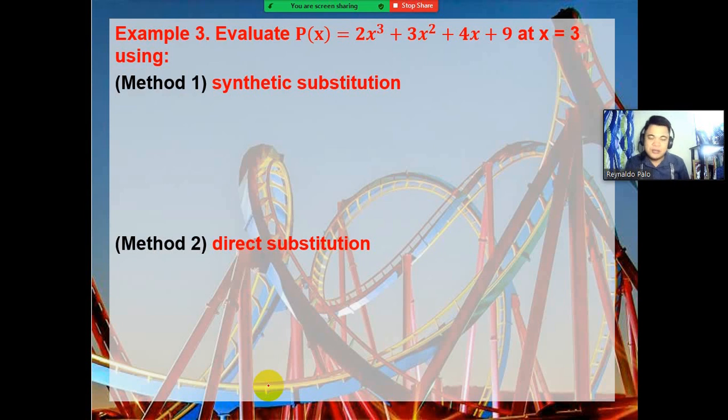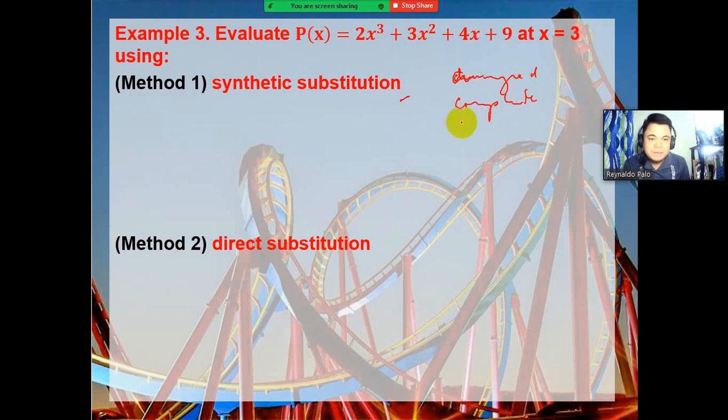Now let's have example 3. Evaluate P of x equals 2x cubed plus 3x squared plus 4x plus 9, wherein the value of x is equal to 3. Guys, we will be using the first method, which is the synthetic substitution. In using synthetic substitution, you have certain conditions to satisfy. The first thing is the polynomial function must be arranged in descending order. The other one is the polynomial function must be complete. If it is not complete, I have already taught you a while back how to complete a polynomial function. You complete it.